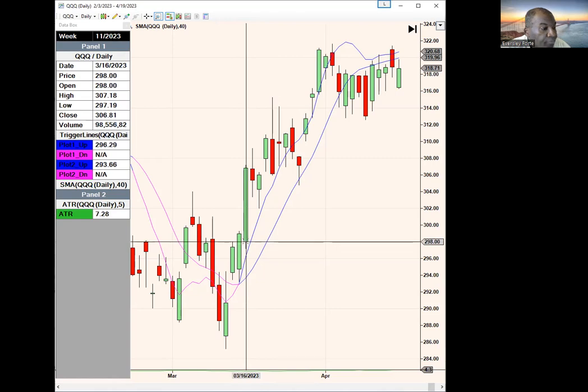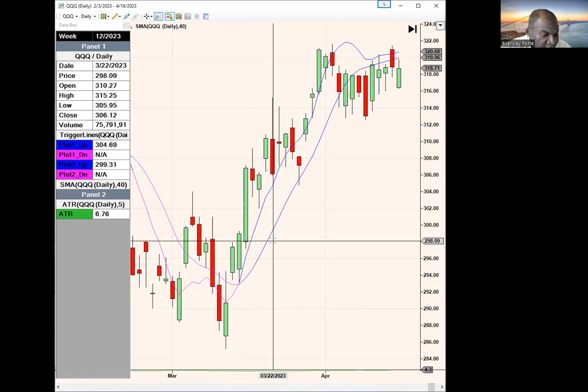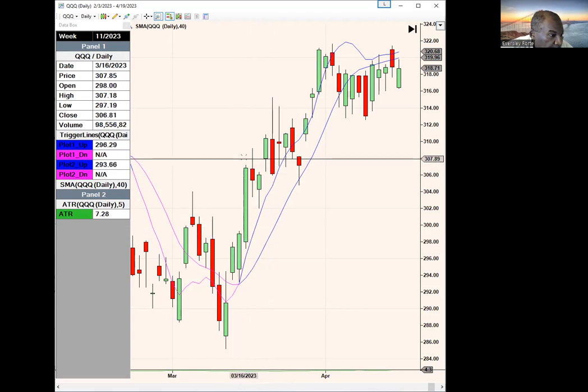Assuming I get in right at the open, that's right at the money, or the first strike in the money. So the 298 strike. And literally the high that day is 307.18, and our target was 304.61. So within a few hours, my first profit target is hit. If I only have one target, I'm out of this trade within a couple hours.